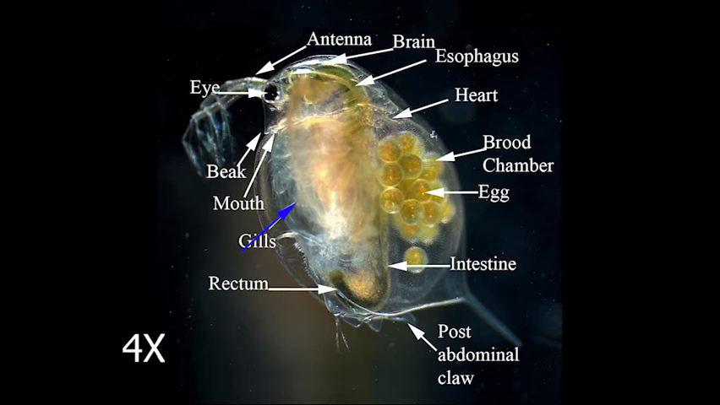When the legs kick forward, they bring a stream of water across the gills and wash bits of food into the mouth, which lies just beneath the beak. From the mouth, the esophagus runs up into the head and then down into the body, where it widens into the stomach, which connects to the intestine. The heart lies in the upper part of the Daphnia. In females, a large brood chamber is located behind the heart. Usually, it will contain eggs.